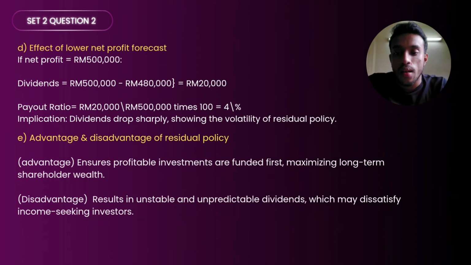So in D, we'll go through the effect of a lower net profit forecast. If the profit is 500,000, then the dividend will be 500,000 minus 480,000, so it will be 20,000. And the payout ratio will be 20,000 divided by 500,000, which is 4%. Here it implies that the dividend drops sharply, showing the volatility of residual value.